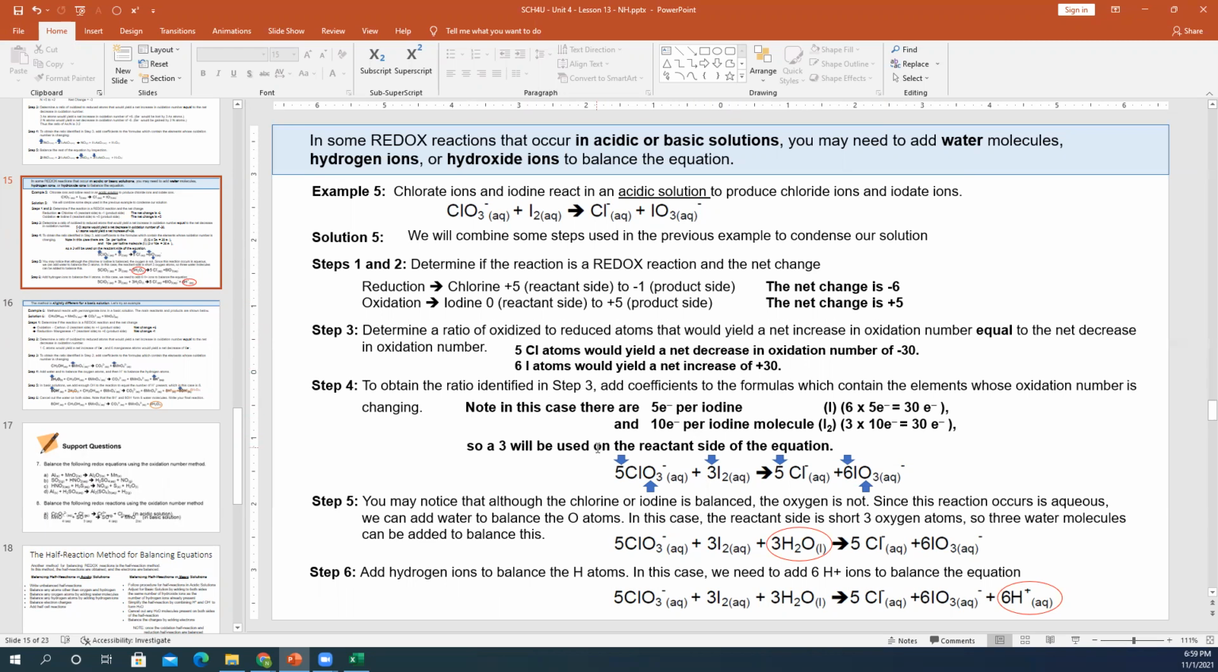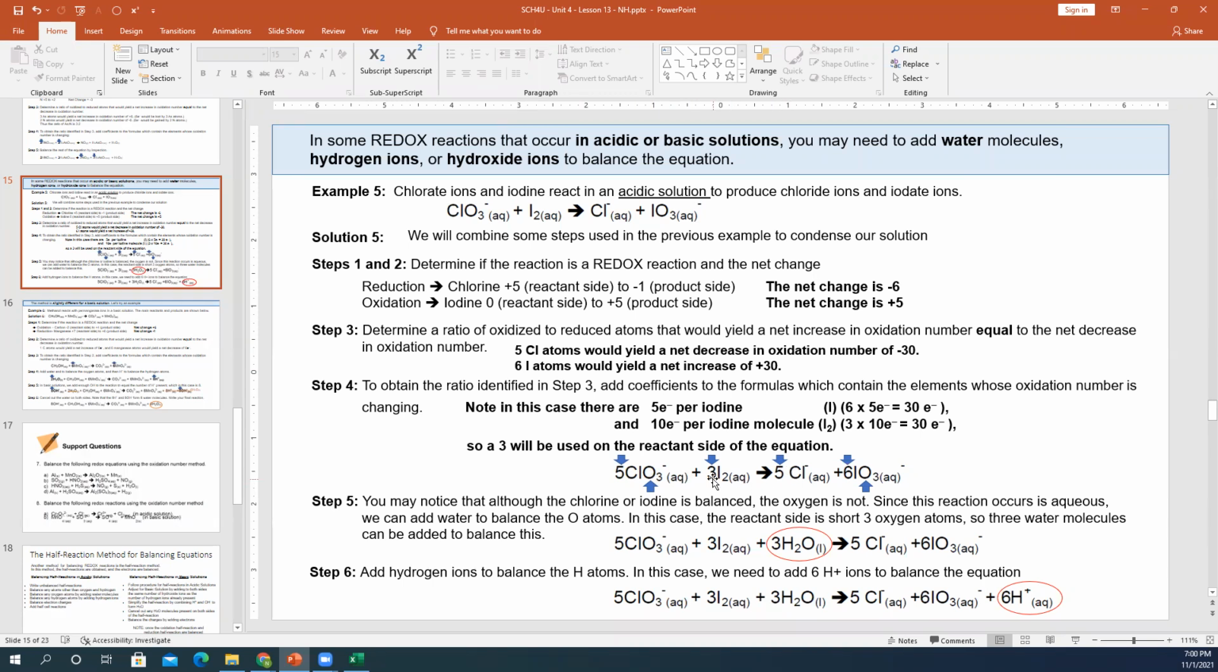So we add those coefficients of 5 chlorine and 6 iodine to the reactant side, where the elements whose oxidation number is changing are. So here we add 5 in front of the chlorine, and we would add 6 for the iodine.